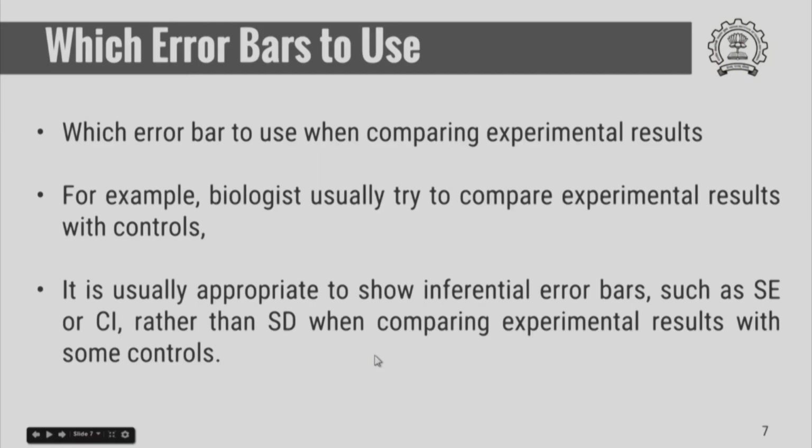We have already seen that there are different types of error bars that one can use in the figures. Now, the question is which type of error bars to use when comparing the experimental results. For example, biologists usually try to compare the experimental results with control, and therefore, it is usually appropriate to show inferential error bars such as standard error or confidence interval rather than standard deviation when comparing the experimental results with some control.